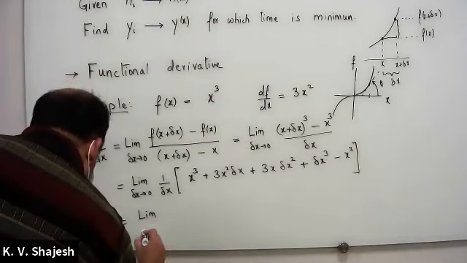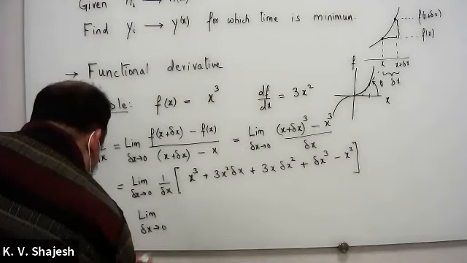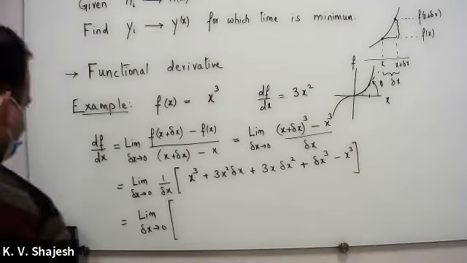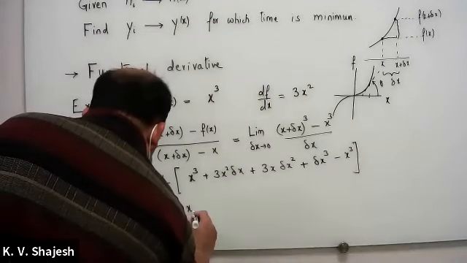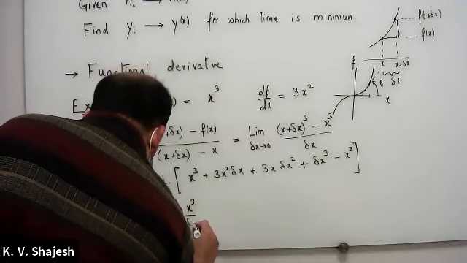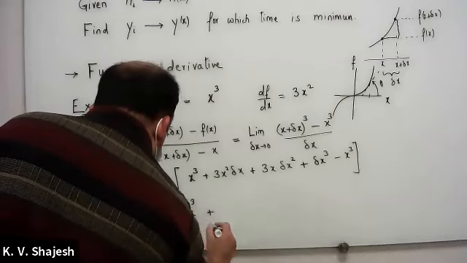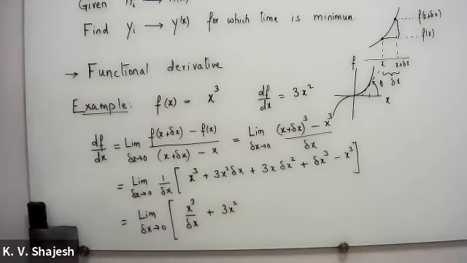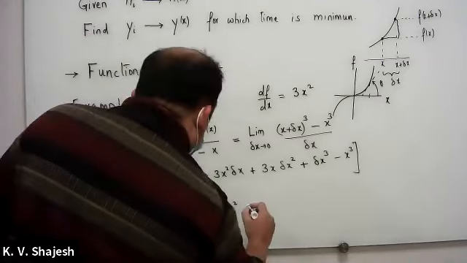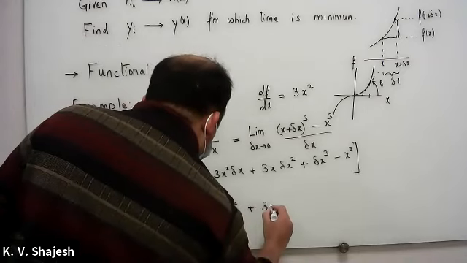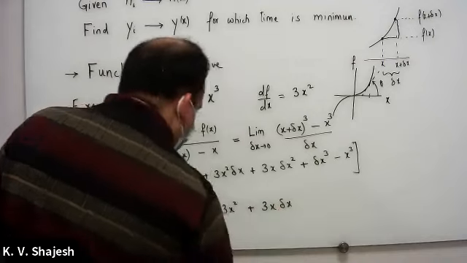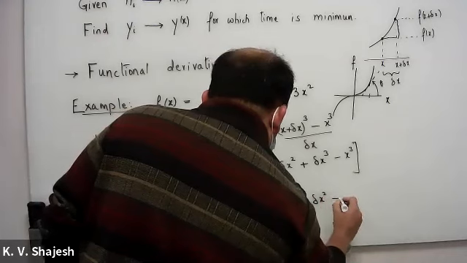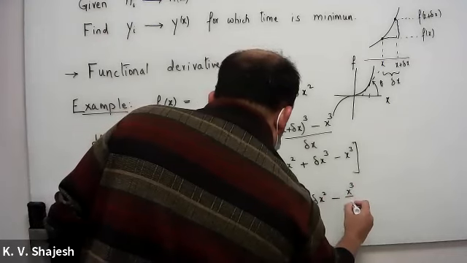Let me write one more step. Limit delta x tends to 0 of, notice there is x cubed over delta x there, plus 3x squared, taking delta x inside, plus 3x times delta x plus delta x squared, and minus x cubed over delta x.